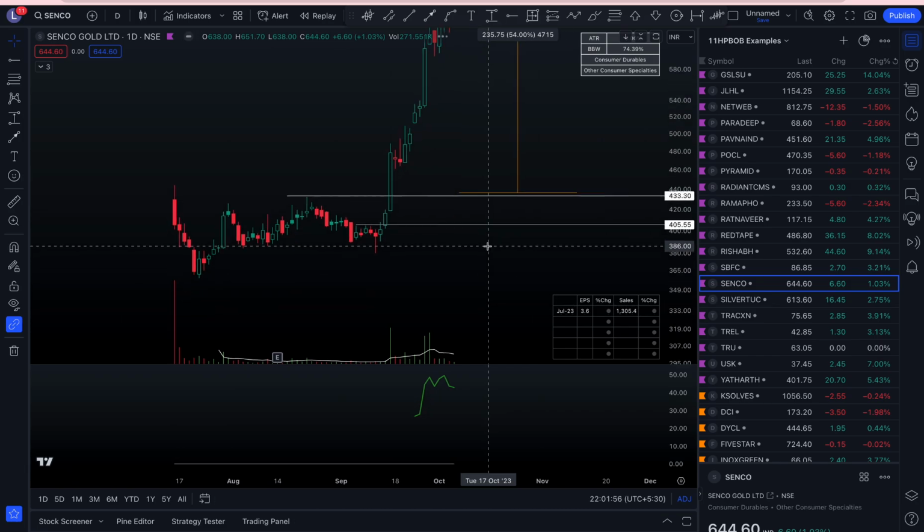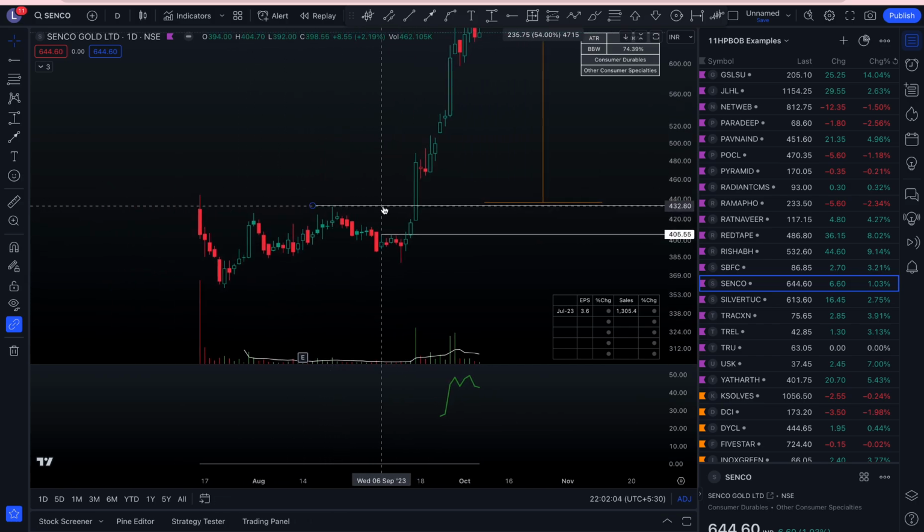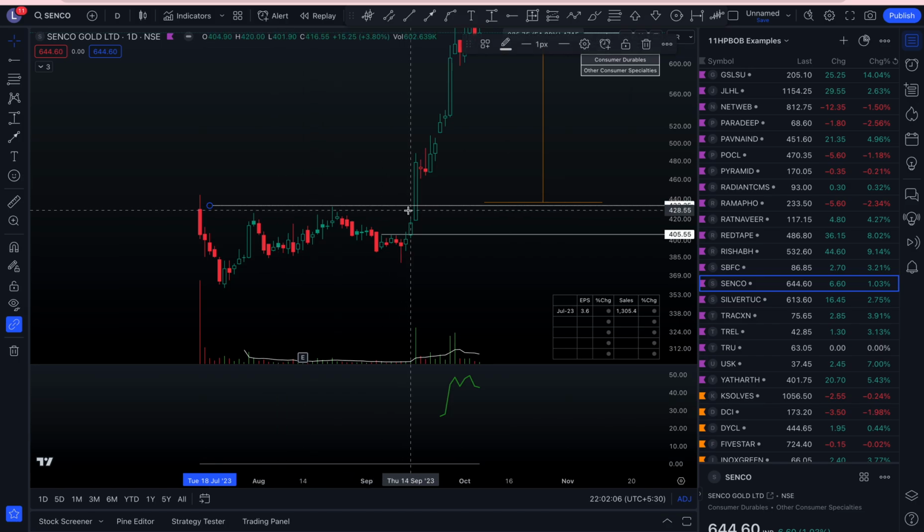Senko again, you see, in Senko, this was a low which was higher than the previous low, right? So this was a very great breakout entry. We saw this breaking out, but because the market conditions were not so great, 12th, I think 12th was the day when this kind of thing happened.